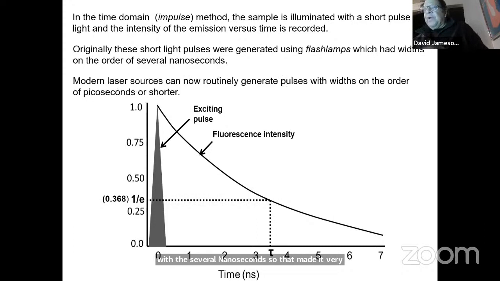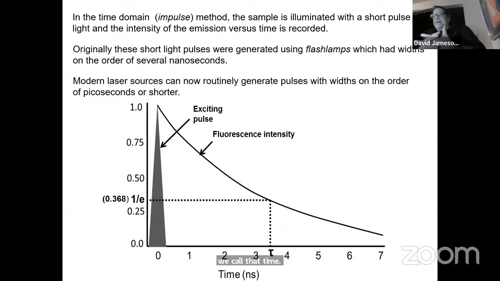But now we have laser sources that routinely generate pulses with widths on the order of picoseconds or even shorter. So the idea is the intensity goes down with time as statistically some molecules emit earlier than others. And when you get down to an intensity that's about 1 over e, or 36.8% of the starting value, we call that time the lifetime.